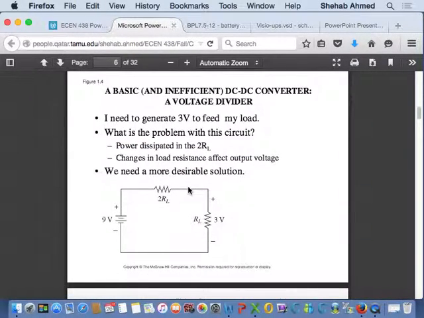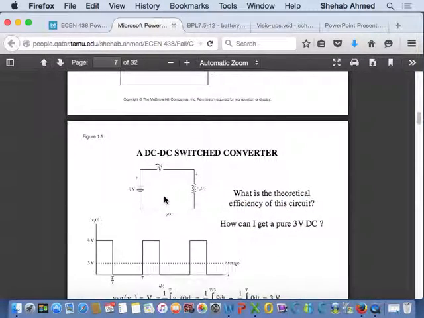We talked about this basic power converter, right? This potential divider is a basic power converter topology that we talked about. From 9 volts, you know that if this is your load and you know RL, you can produce 3. You will choose this R, right? You know that you can do that. The drawback is the losses. We talked about that in the last class.